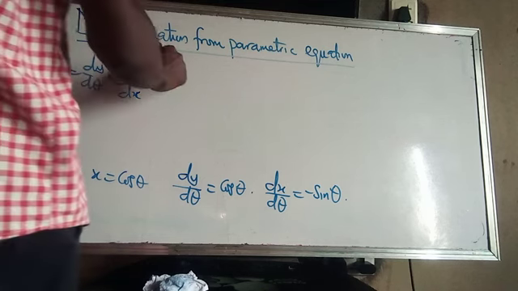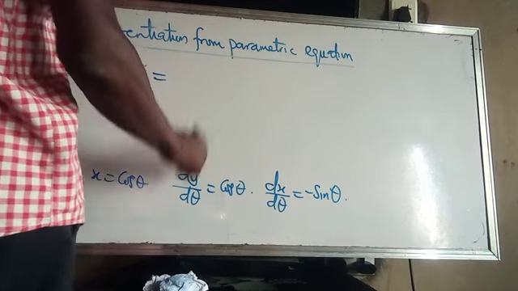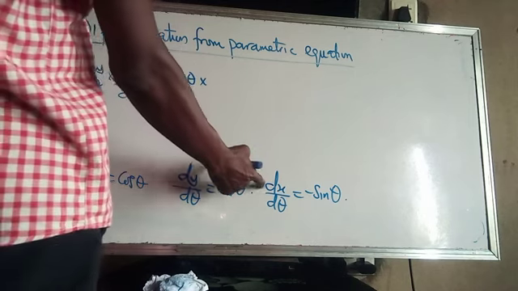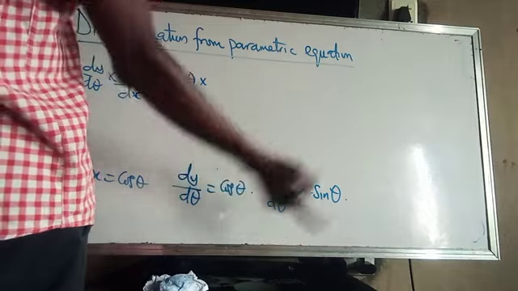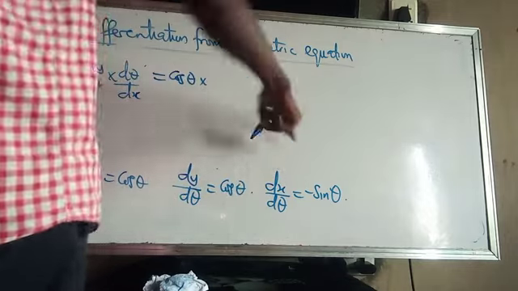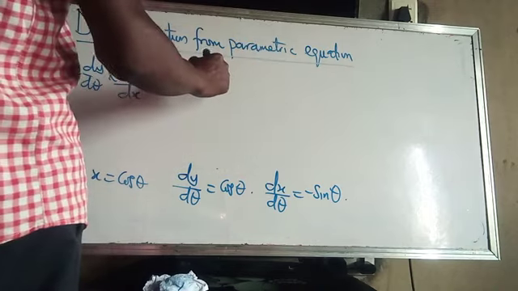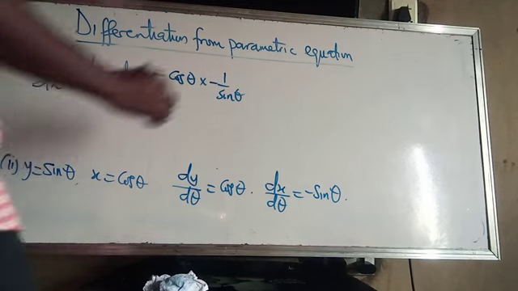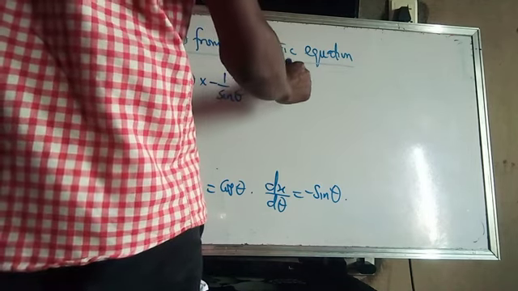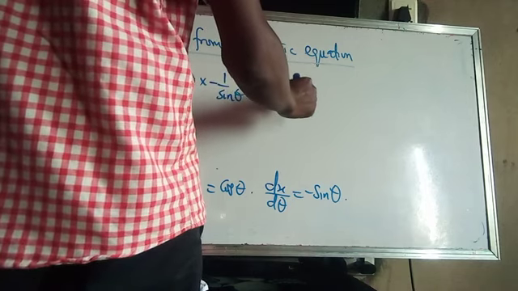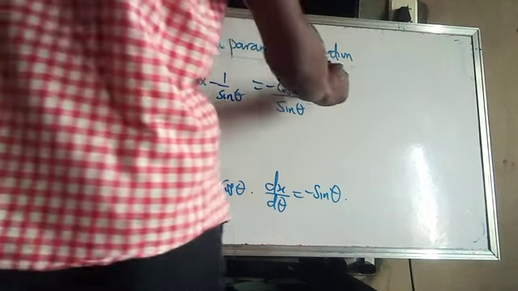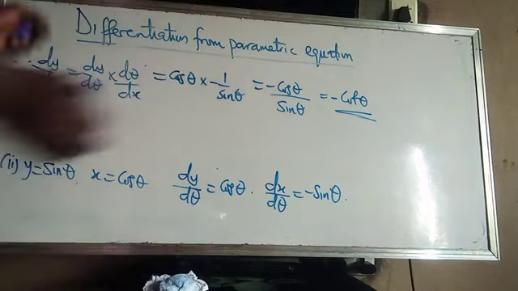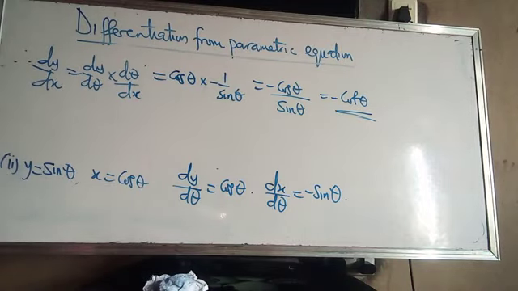Okay, so this will be dy/d theta, which is cos theta, multiplied by d theta/dx. Mind you, we got dx/d theta and we need d theta/dx. It's just the inverse; when you turn it upside down, it's minus 1 over sine theta. So that will be minus cos theta over sine theta. This is minus cot theta, because cos theta over sine theta is cot theta.